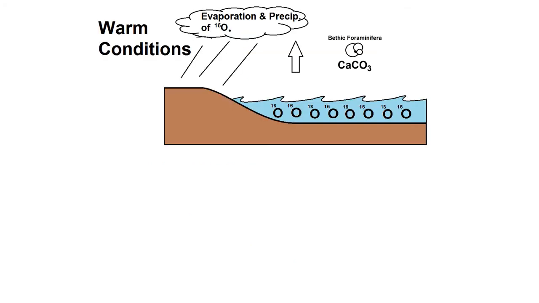So during warm conditions, water evaporates out of the ocean. Most of the water that evaporates has O16 in it because it's a little bit lighter. And then it precipitates out onto the continents, and because it's warm, that water runs right back to the oceans. Meanwhile, your foraminifera living in those oceans are happily building their shells with the water provided, and some are going to have O16, some are going to have O18.